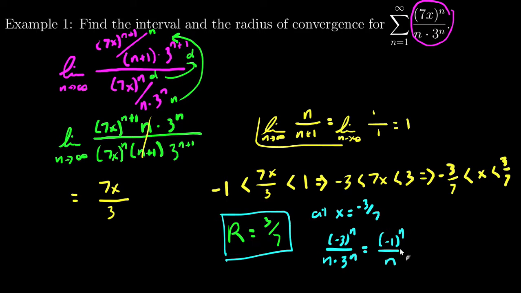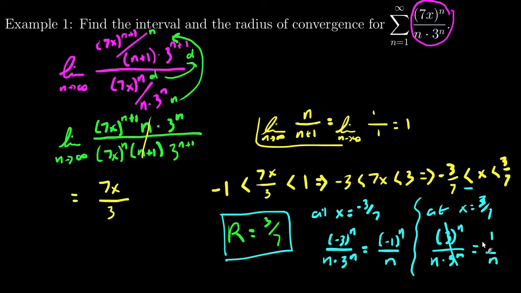This is the alternating harmonic series. It converges because of alternating series, so that should be equal. And now I consider the other endpoint, so at x equals 3/7. When I substitute 3/7 in for x, 7 times 3/7 is 3, so I get 3 to the n over n times 3 to the n. And here the 3 to the n's strictly cancel, I get 1 over n. This is the harmonic series. It does not converge, so I do not have an equal to part here.